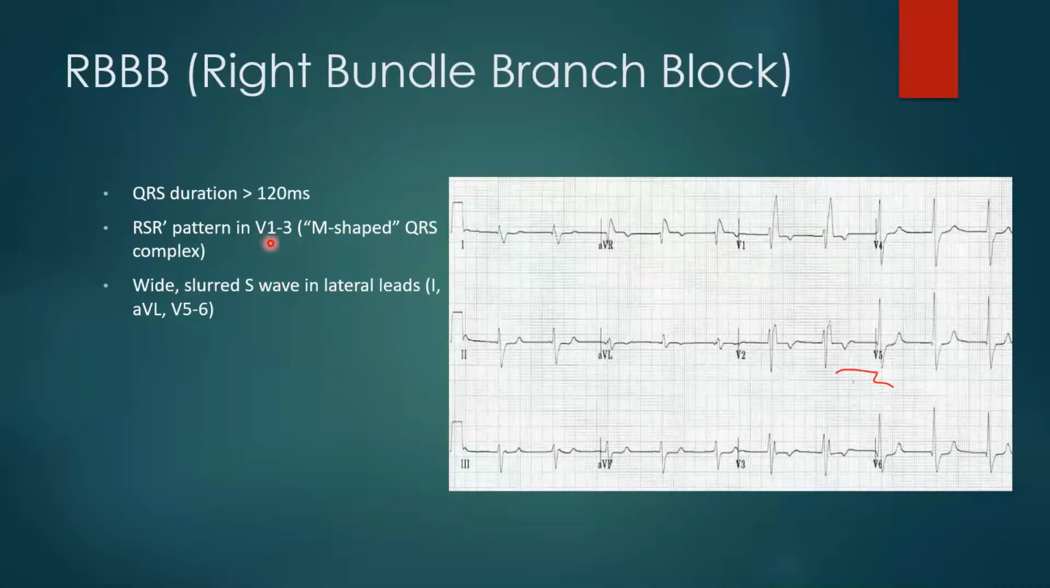And you have it in V1 through 3. You have M-shaped or W-shaped QRS complexes. Sometimes you'll see them described as fireman hat-shaped. And then when you look at the lateral leads, 1, AVL, 5, and 6, you're going to see a slurred S wave. It's not perfectly straight. So those are the keys to the right bundle.